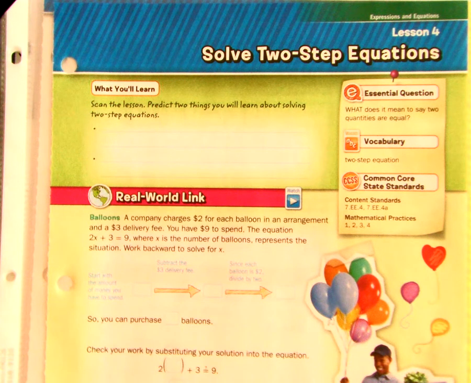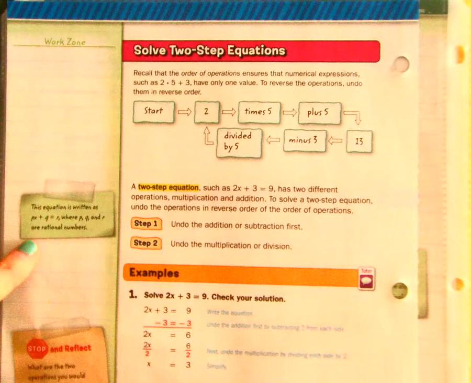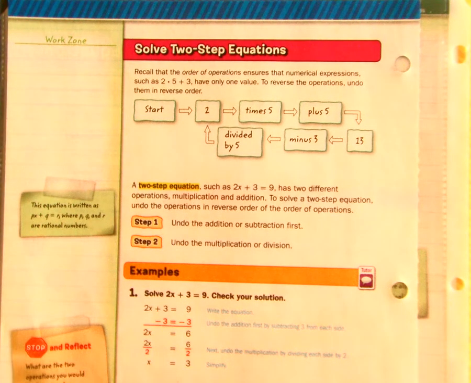Lesson 6.4, solve two-step equations. A two-step equation, such as 2x plus 3 equals 9, has two different operations, multiplication and addition. To solve a two-step equation, undo the operations in reverse order of operations.